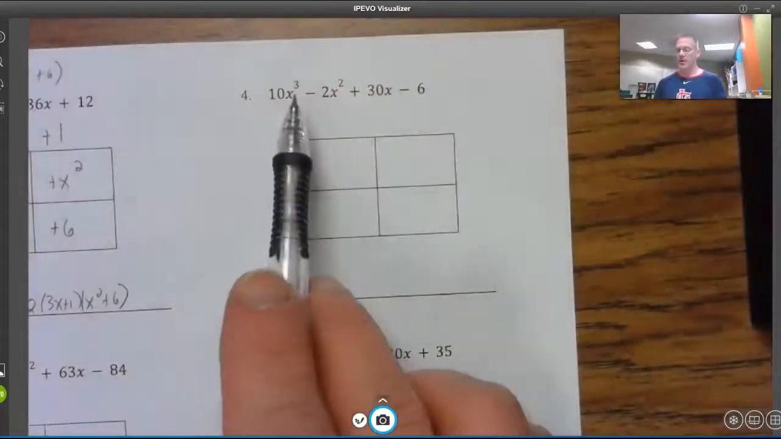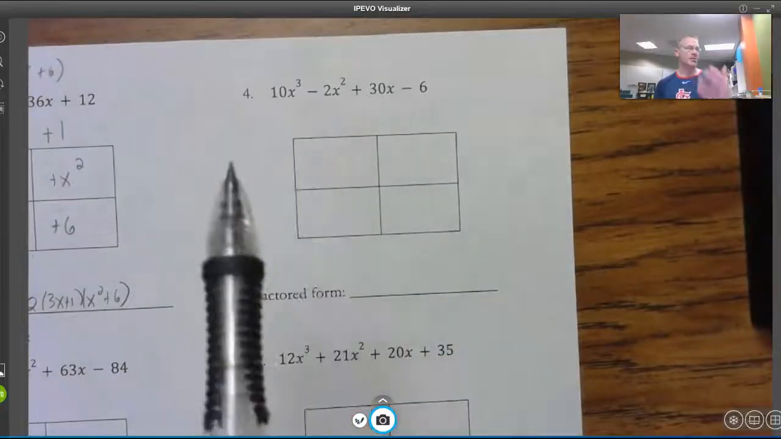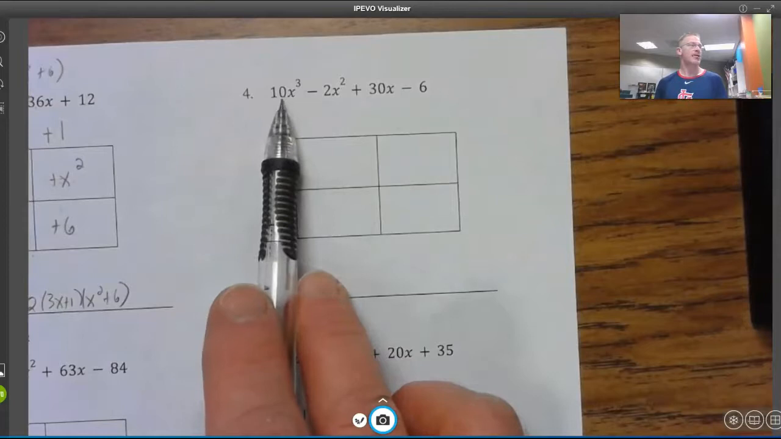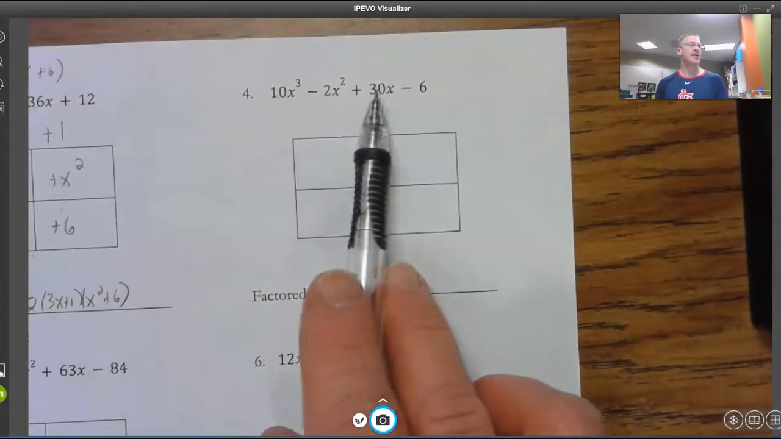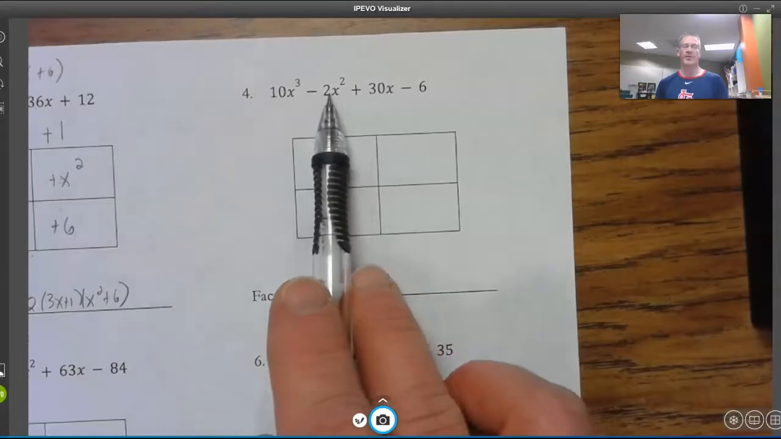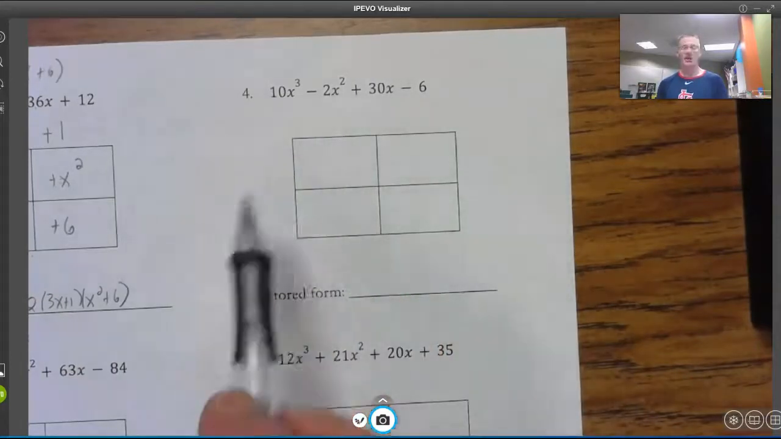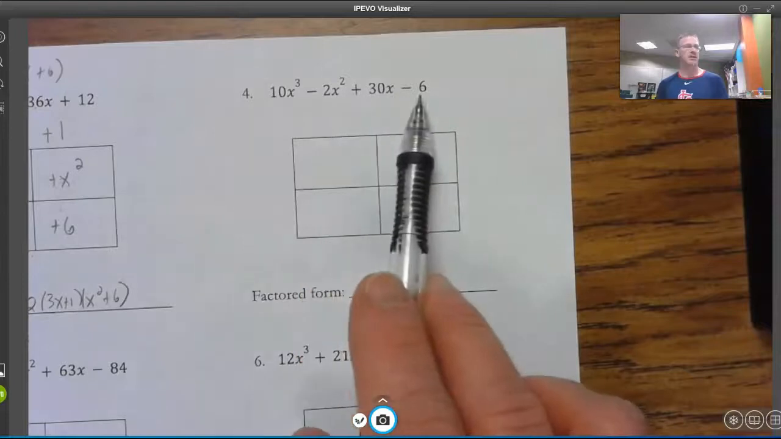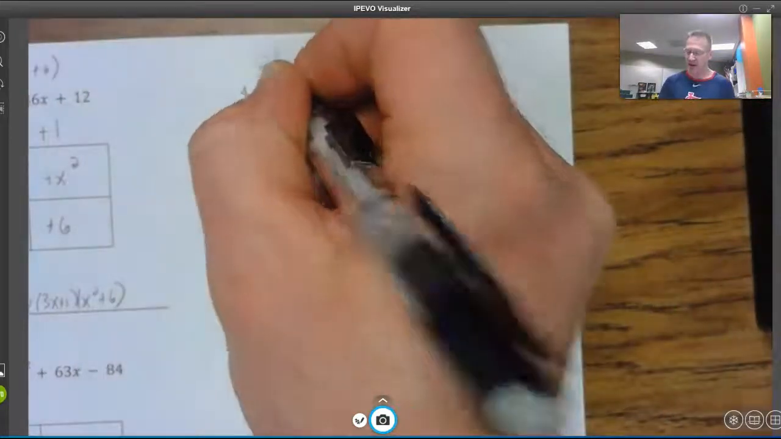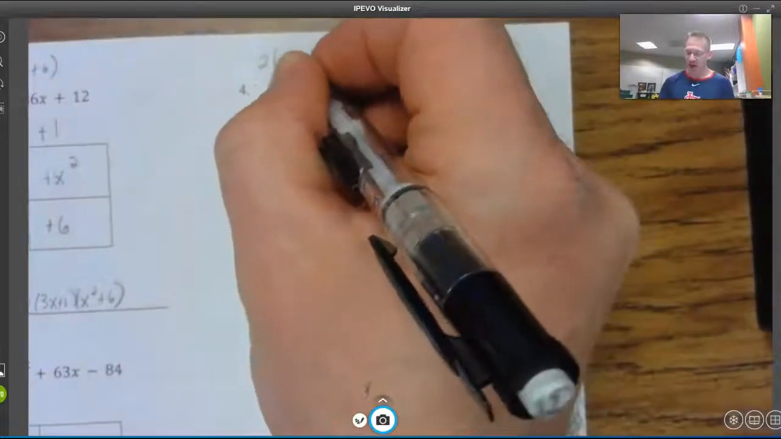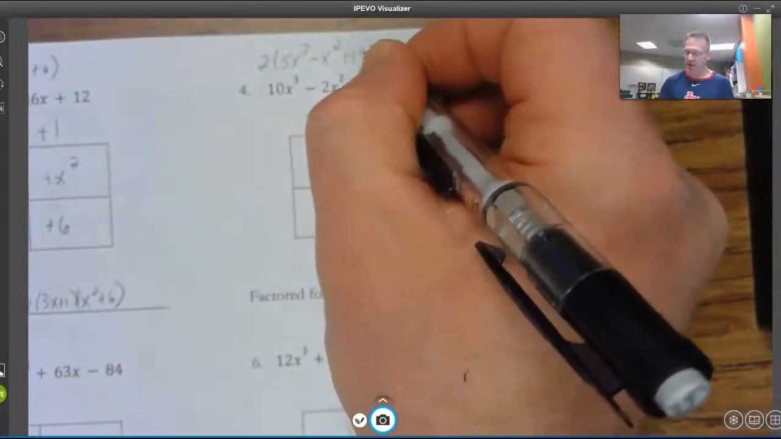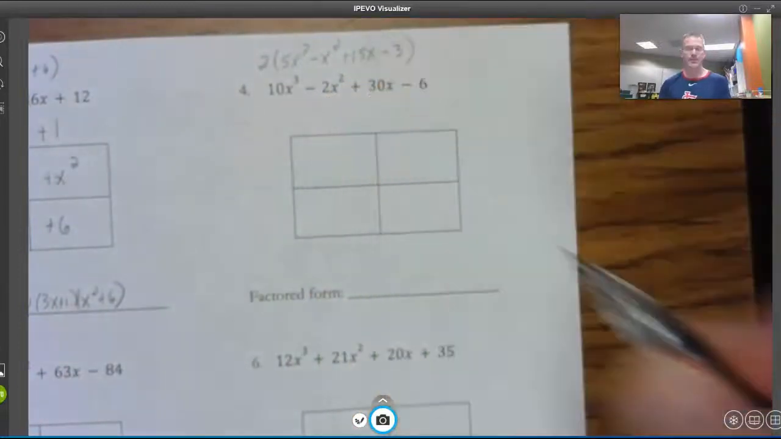So once again, I have 4 terms, a big indicator that we're going to do factor by grouping. It's cubic, another big indicator. And then once again, I'm looking for my GCF, and I can see that all my numbers are even. My smallest coefficient is 2, so that's going to be my GCF. And there's no x common to all 4 terms, so I don't have to worry about taking an x out as part of my GCF. So if I take that 2 out, I get 5x cubed minus x squared plus 15x minus 3.